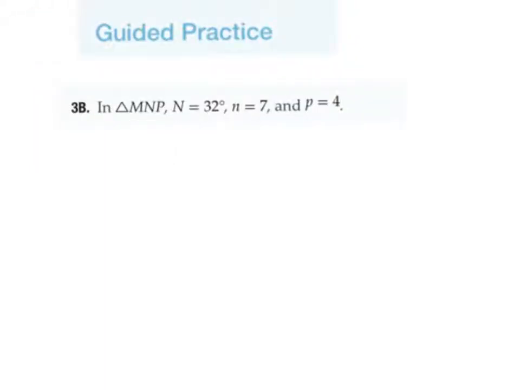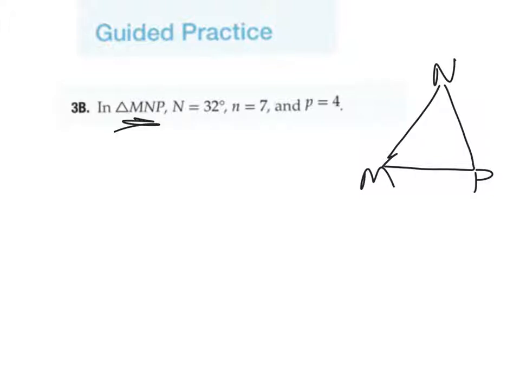Here's another problem. First thing we want to do is draw our picture. So I'm going to draw a triangle, and I'm going to call it M, N, P, which is exactly what's given to us. And N is 32, and n, which is across from the angle, is 7, and p, which is across from P, is 4. So this is just like the last problem, where we have two sides and one angle, so we need to figure out one of the angles.